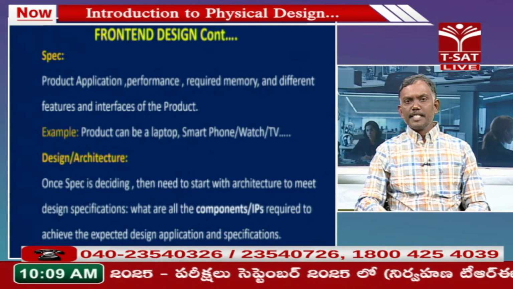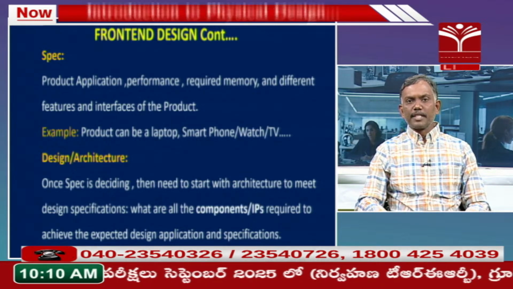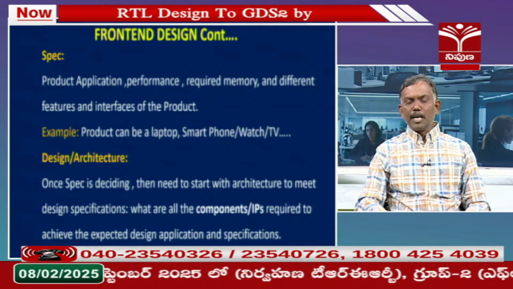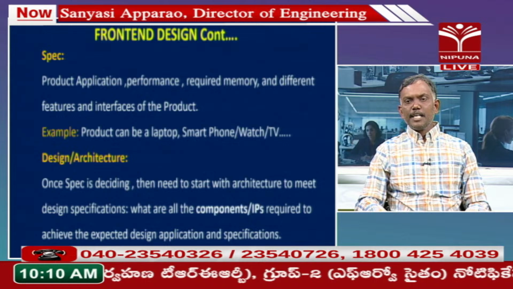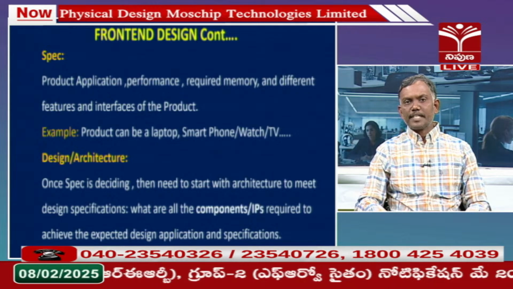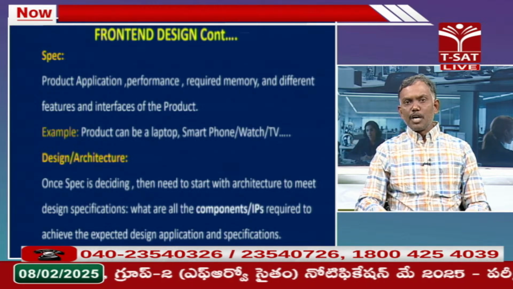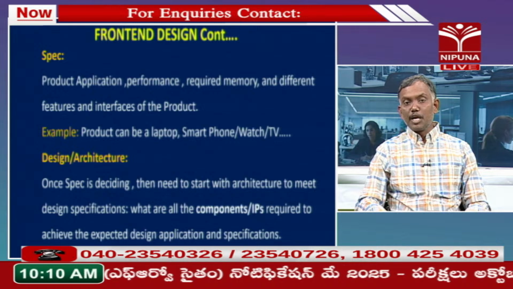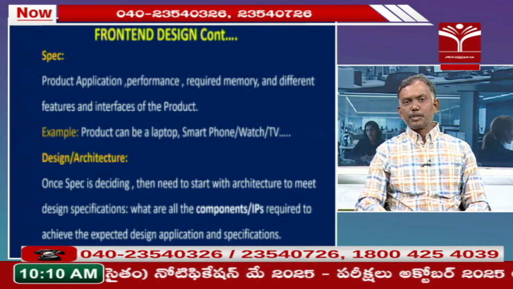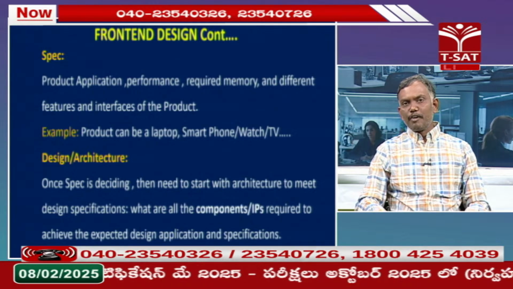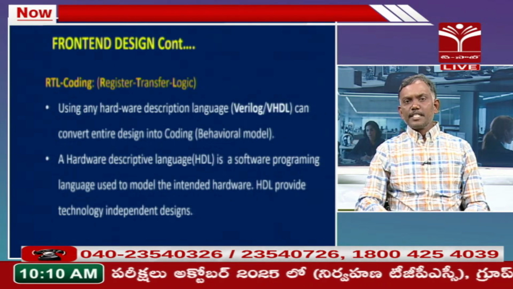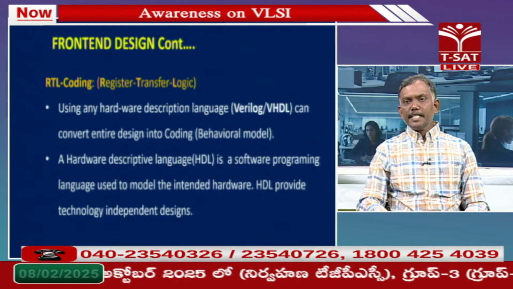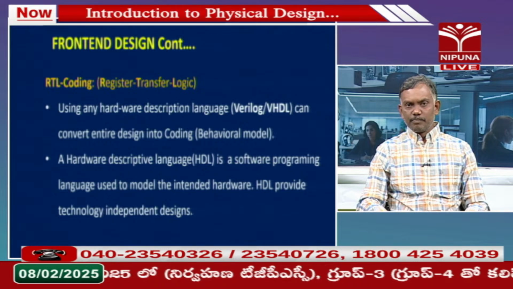Once the specification is decided, you need to go for the next level, nothing but design or architecture level. So once spec is decided, the specification we should pass to the design team. Design team starts working on different components or IPs required to meet these specifications or target performances. Once the design is completed, the design details will go to the RTL design team.